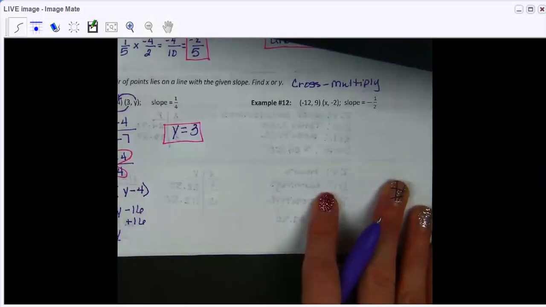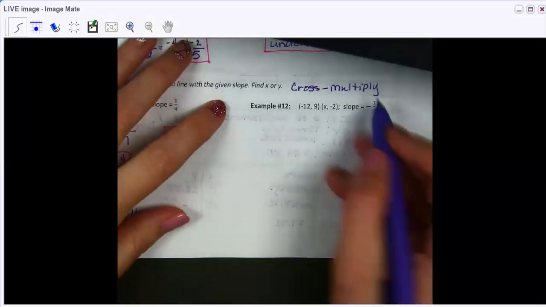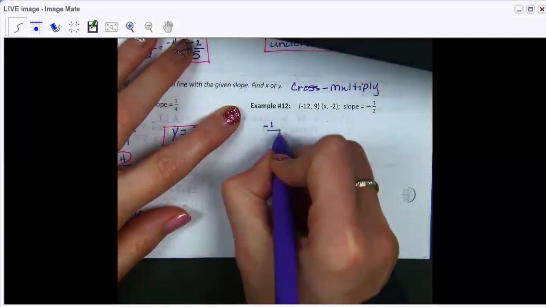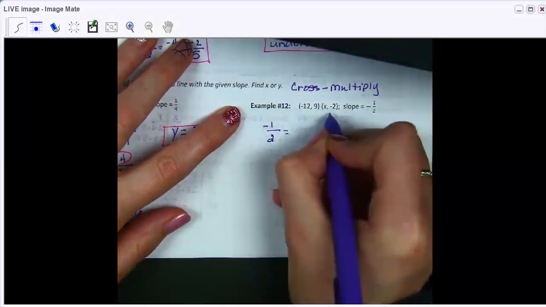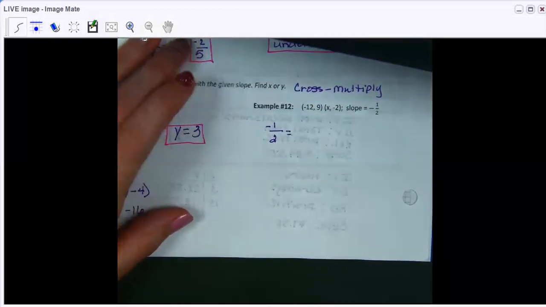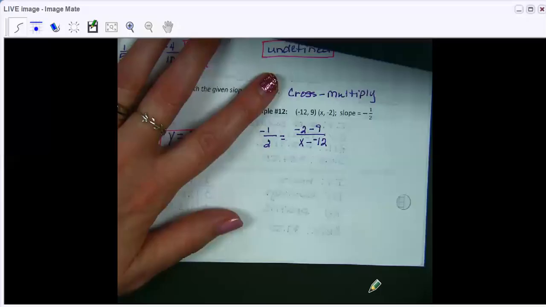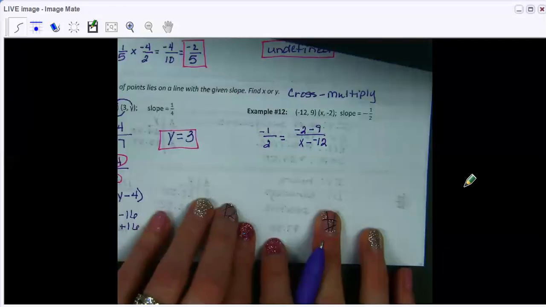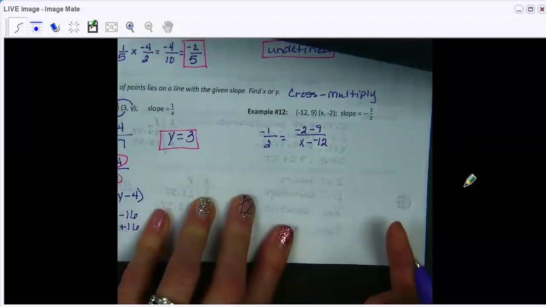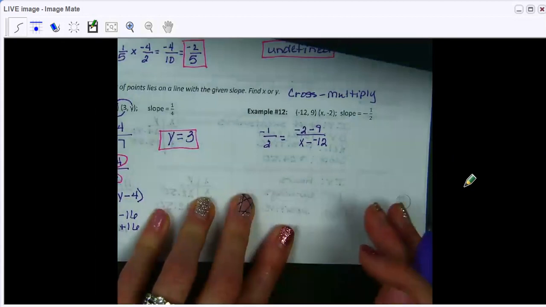We're going to set this up and then we're going to simplify and then cross multiply. So starting with your slope, negative 1/2. And I want you to go ahead and set up the rest on your own. Okay, I want you to look up here. This is something similar to what you should have. I'm going to simplify this a little bit though.